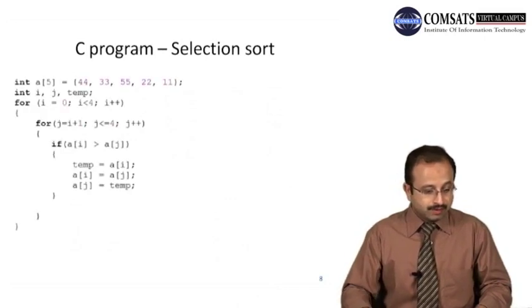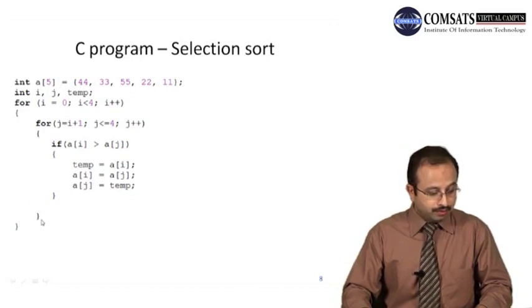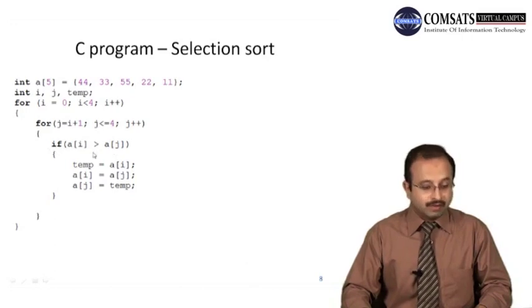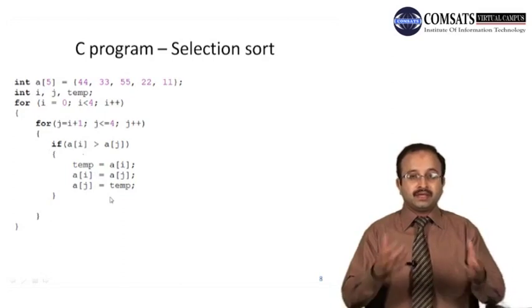So this is a C program where we have the array A, size is 5, so 5 elements of the array as we have seen before, and this is the outer for loop, this is the inner for loop, and in the inner for loop you are comparing basically, and when this value is greater than this value, then you perform swapping. So how will we perform swapping?